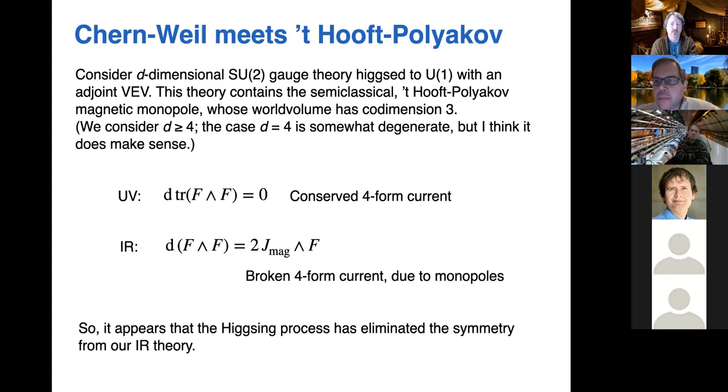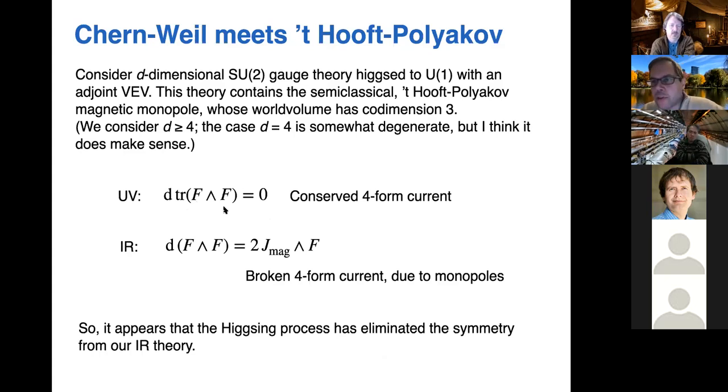And so let's talk about SU(2) gauge theory with an adjoint. So we can Higgs it to U(1). And we know that this theory contains a monopole, the 't Hooft-Polyakov monopole. And we started with a non-abelian gauge theory, so it has a symmetry which is generated by trace F wedge F. So D of trace F wedge F is zero. That means we have a symmetry in the theory.